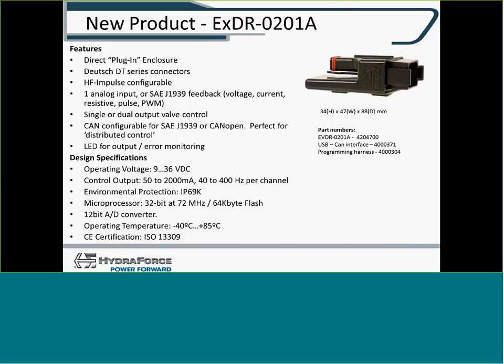We'll also look at the same type of ranges that the 0101 did as far as voltage, current, resistive, pulse, or PWM. Single output valve control. CAN control for J1939 or CANopen, so perfect for distributed control. If you have a system that needs a couple extra outputs or one extra input, this may be the controller for you. Or better, maybe this is the controller that you sit on a valve on a valve block, and then you wire to it. So it's more of a distributed control kind of idea. Just like the 0101A, the 0201A has an LED for output and error monitoring. The specifications are the same as the 0101A: 9 to 32 volts, drive to a 2-amp output, IP69K environmental protection, 12-bit analog-to-digital converter, temperature range minus 40 to plus 85, and CE certified.